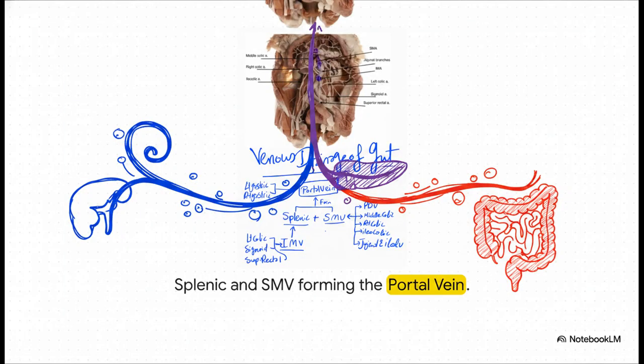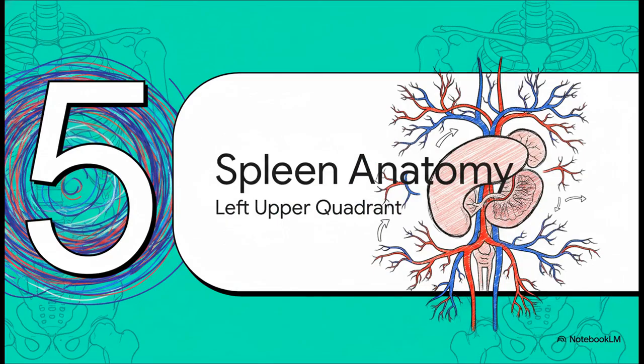Now visually, the portal vein doesn't just pop out of nowhere. Look at how it's formed directly by the union of two massive vessels, the splenic vein coming over from the left and the superior mesenteric vein pulling blood up from the intestines. Right behind the neck of the pancreas, these two merge to create the portal vein, shooting all that nutrient-heavy blood straight into the liver. Moving to Section 5, Surgical Anatomy of the Spleen.